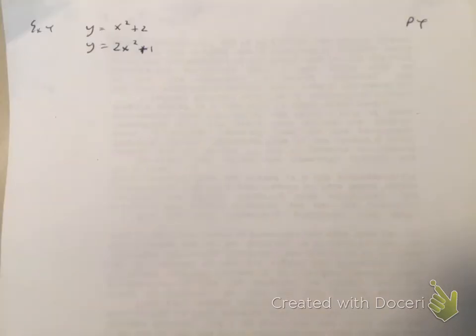Alright, this one is a little bit different in the fact that you're going to have a quadratic shape that is shifted up 2 units. And then this one is going to be a quadratic shape that's shifted up 1 unit with a different shape because of the coefficient. So it's going to have 2 points in common probably.